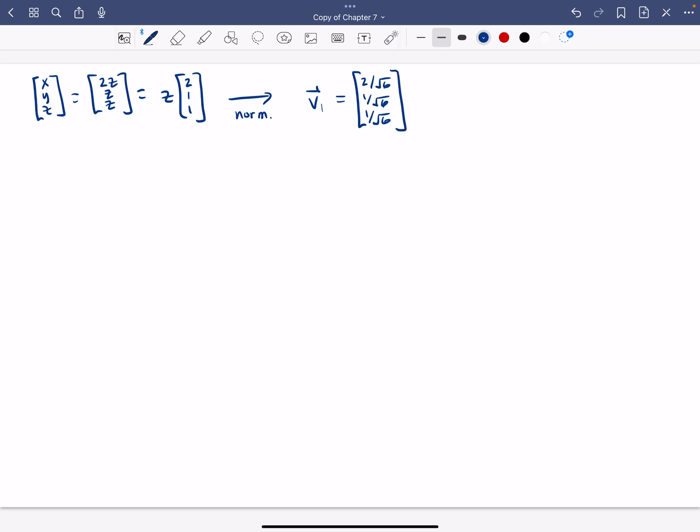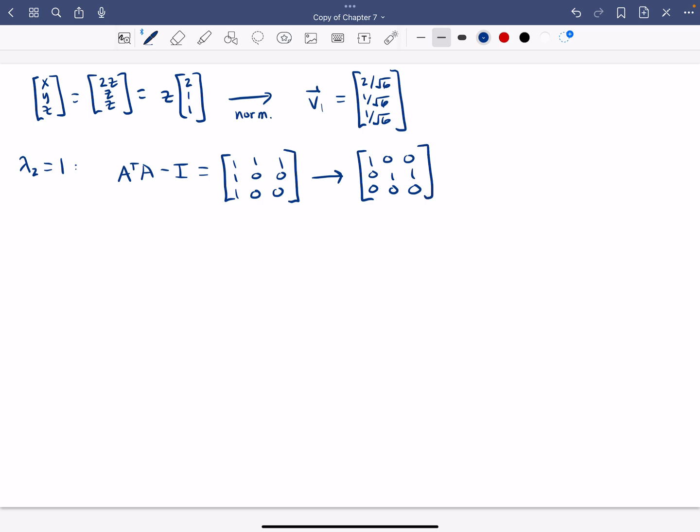I'm going to do the same thing for the other eigenvalues. So lambda 2 was 1, and for this eigenvalue, I'm going to subtract 1 off the diagonal. So this is going to give me the matrix 1, 1, 1, 1, 0, 0, 1, 0, 0. When I row reduce this, it might be easy enough to row reduce by just looking at it, but you get 1, 0, 0, 0, 1, 1, 0, 0, 0. And so this tells me that x is equal to 0, y plus z is equal to 0, and z is free. And so that tells me x is 0, y is negative z, and z is free.